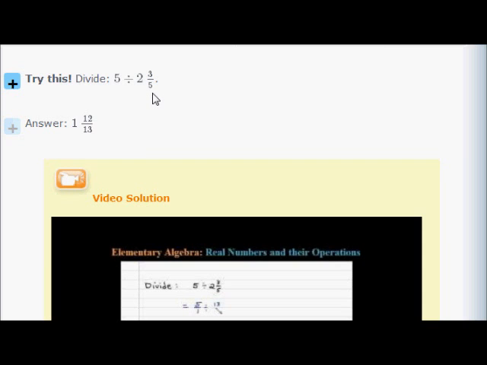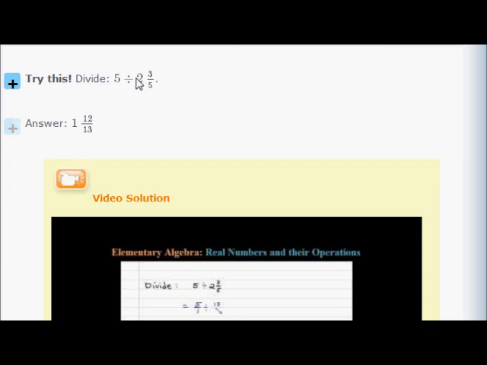And you can take the reciprocal of this divisor. Instead of 13 over 5, let's use 5 over 13. And we'll multiply it by 5. So we're going to have 5 over 1 times 5 over 13. And as it turns out, those are all prime numbers, so we can't reduce anything. So 5 times 5 is 25. 1 times 13 is 13. So we're going to end up with 25 over 13, which is an improper fraction.